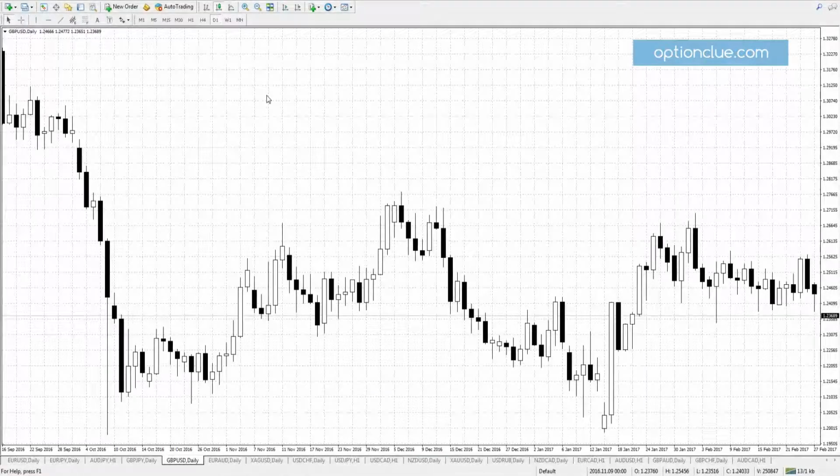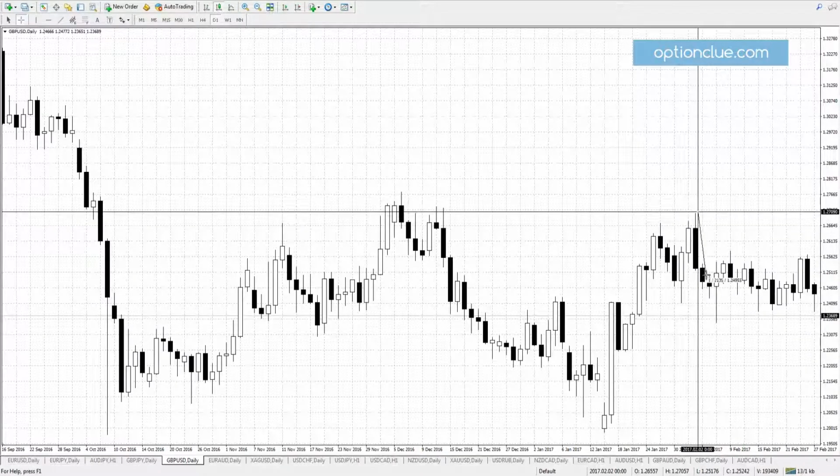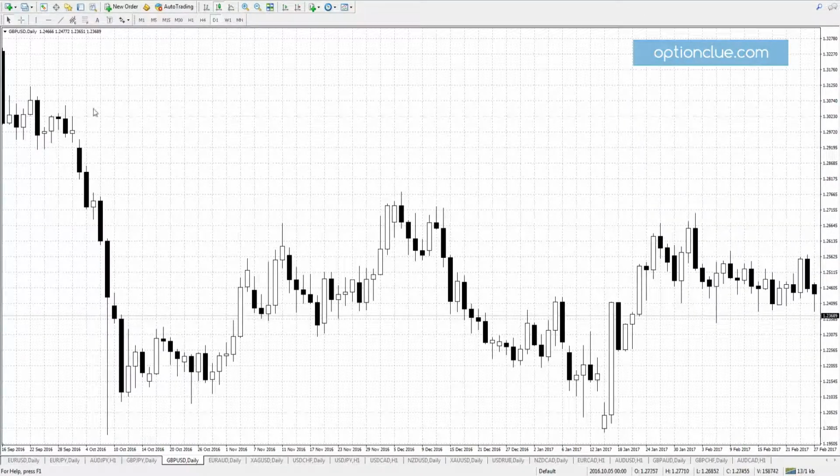The first financial instrument is a pound to dollar currency pair. The market was in a flat for a long time. The price was in this price range beginning approximately from the 20th of January until the end of February. In such moments, it's impossible to trade in the market.